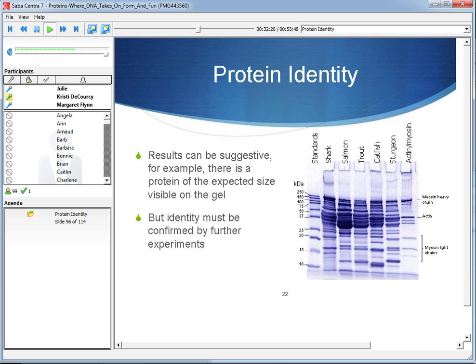The other thing that this one picture demonstrates is that you can look at changes in protein profile. These are different fish. You may compare the salmon lane, which is lane 3, with the trout lane, and you can see they're very similar. Well, salmon and trout are closely related. That might explain it. But then compare that to, say, catfish, and you'll see an awful lot of differences in the protein profile. So that's something else you can tell from looking at these gels.